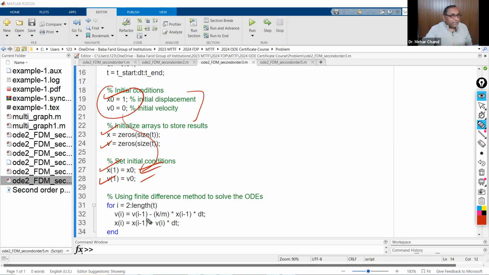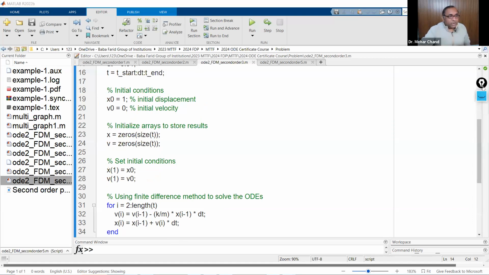Now we are using the finite difference method to solve this ODE, and you can see that vi will be equal to, this is from the first equation, this is vi and this is xi. Then after we have the plot for both equations.